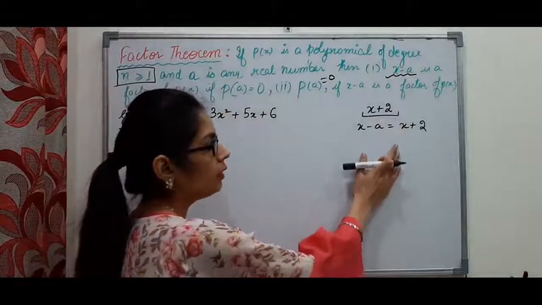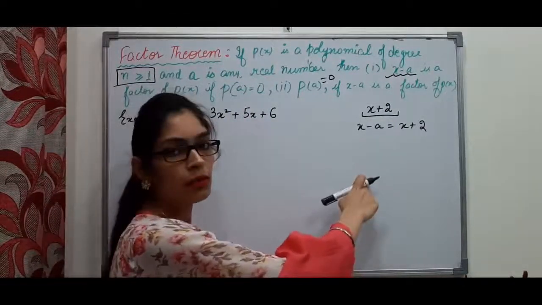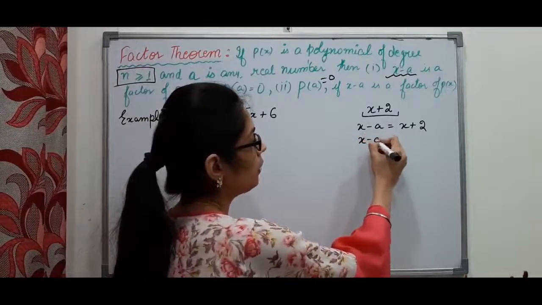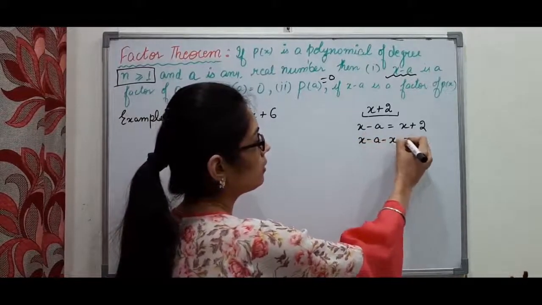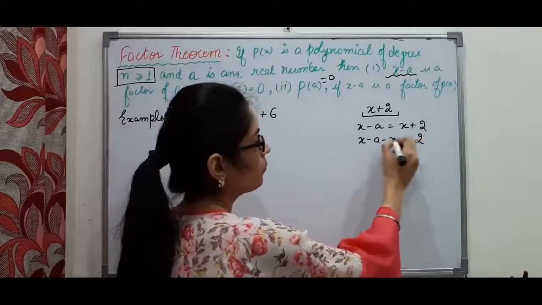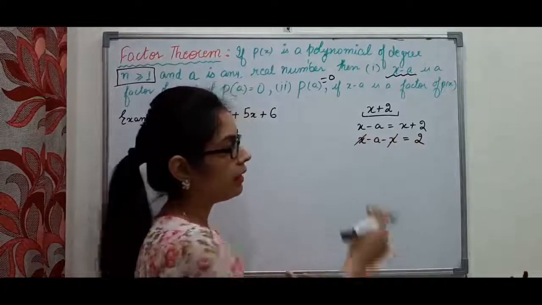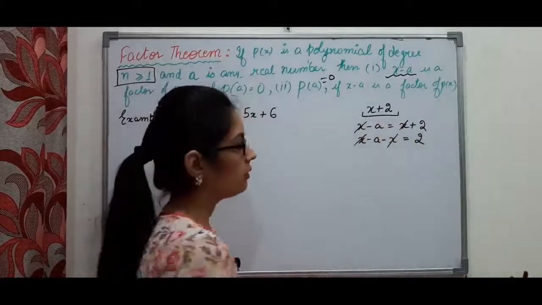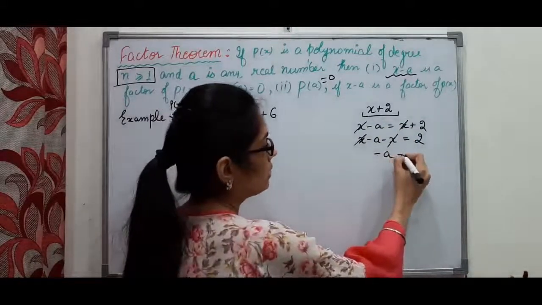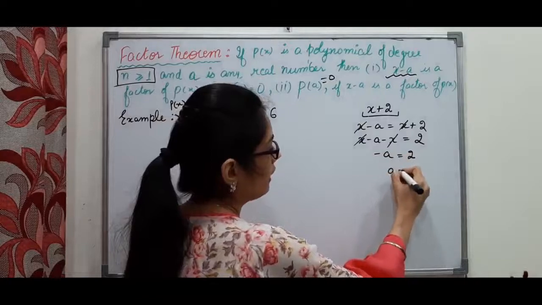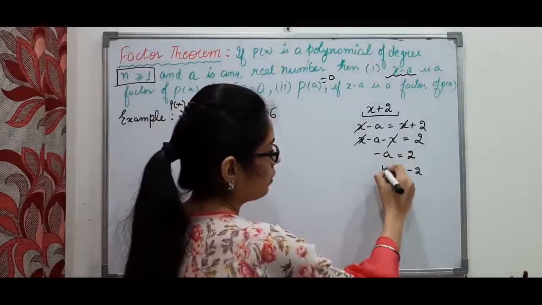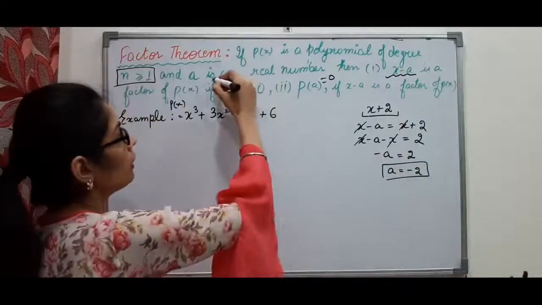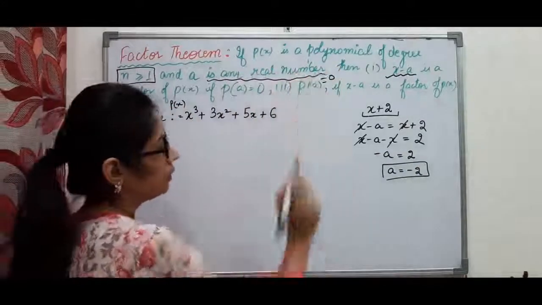So from here we'll just find the value of a. So x, I'll shift to this side: x minus a minus x is equal to 2. So x and x will get cancelled, x minus x is 0. Directly here also you can cancel. So I got minus a is equal to 2, or I can write a is equal to minus 2. So I have got the value of a, which is a real number. Here also it is mentioned a is any real number.